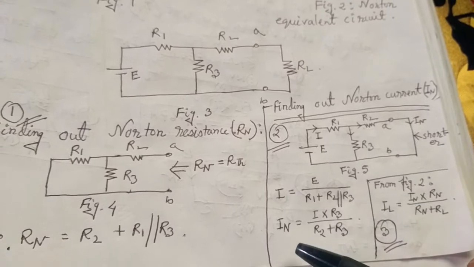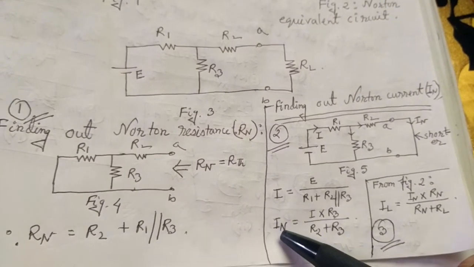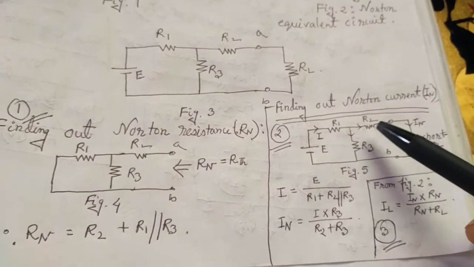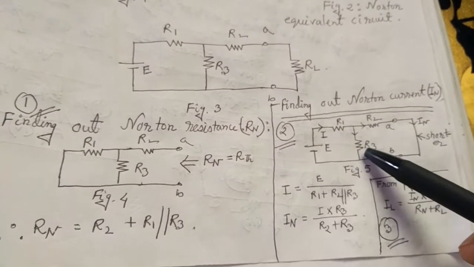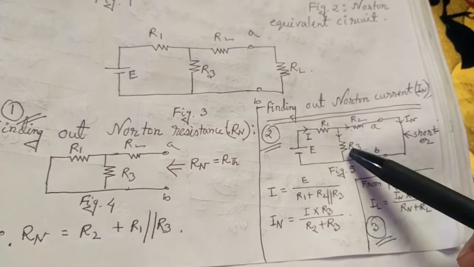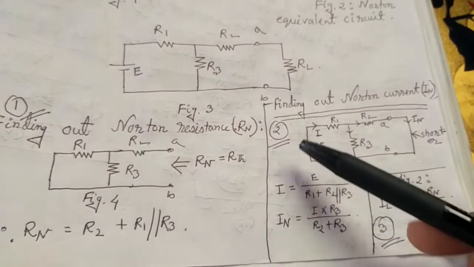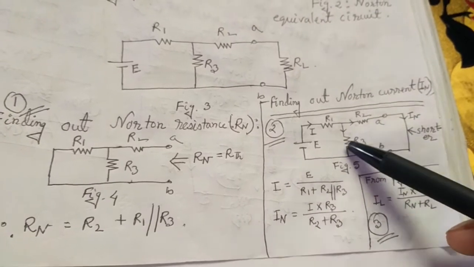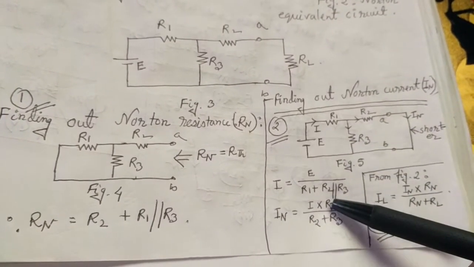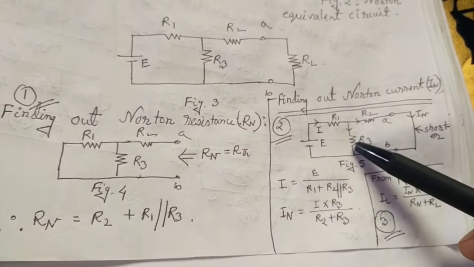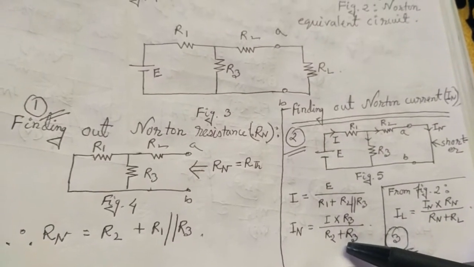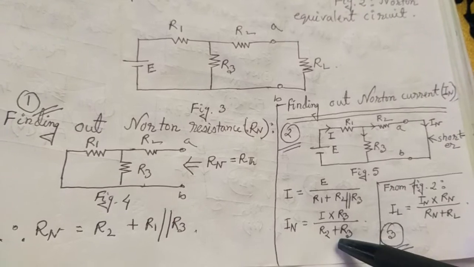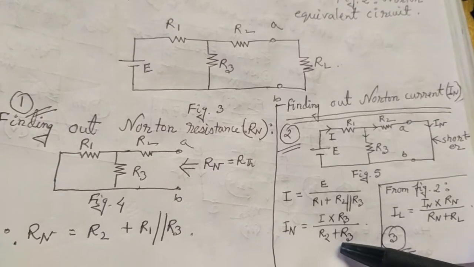So if you apply the current divider rule, then IN equals to, IN is the current through R2, so the opposite resistance is R3. That means total current I multiplied by this opposite resistance R3, divided by total resistance R2 plus R3. So that is our current divider rule. Using the current divider rule, we can easily determine IN.